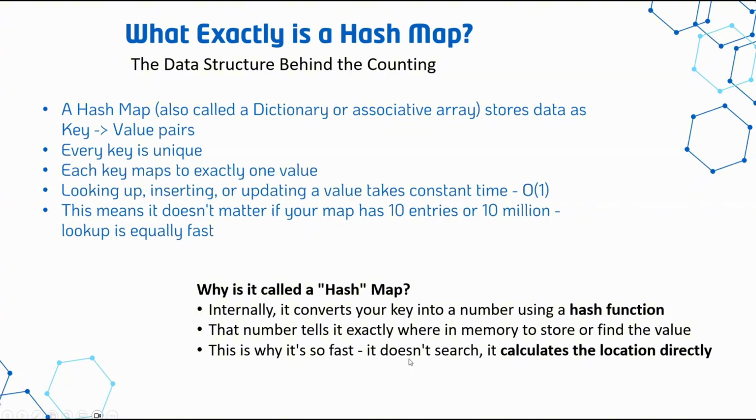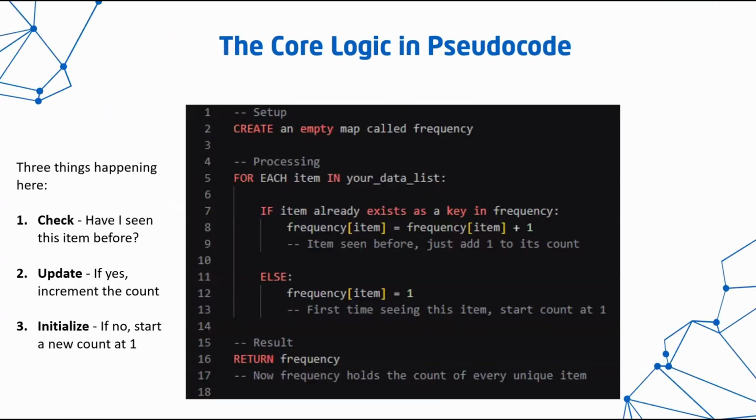It's not searching or seeking the value. It calculates the location directly. Now let's look at the core logic in pseudocode. I'm presenting everything in pseudocode because sometimes you might specialize in different languages. I'm not a fan of sticking to one particular language, but I'm targeting this series with SQL and C# as well. You will see both when I go through the next slide items, because I wanted to show you where I saw hash maps being used in the industry properly. So let's go through the core logic here.